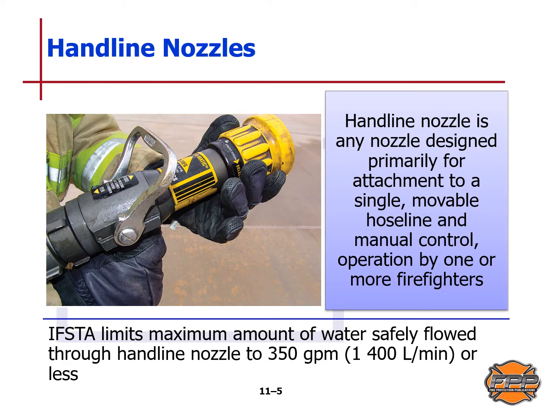A handline nozzle is any nozzle that's designed primarily for attachment to a single movable hose line and manual control in operations by one or more firefighters. IFSA limits the maximum amount of water that can be safely flowed through a handline nozzle to 350 gallons per minute or 1,400 liters per minute or less.